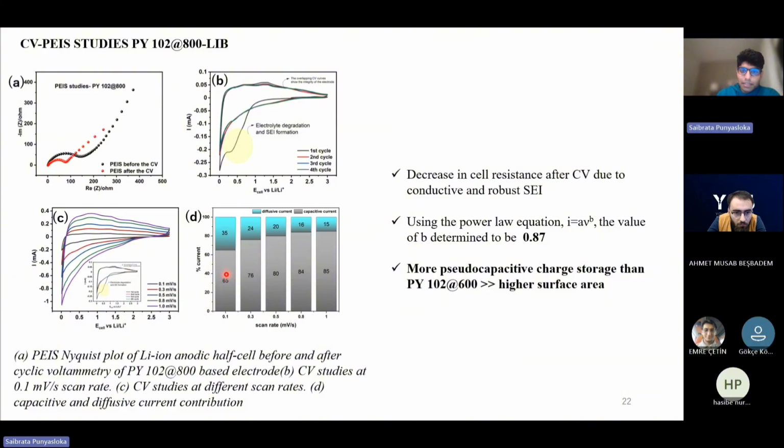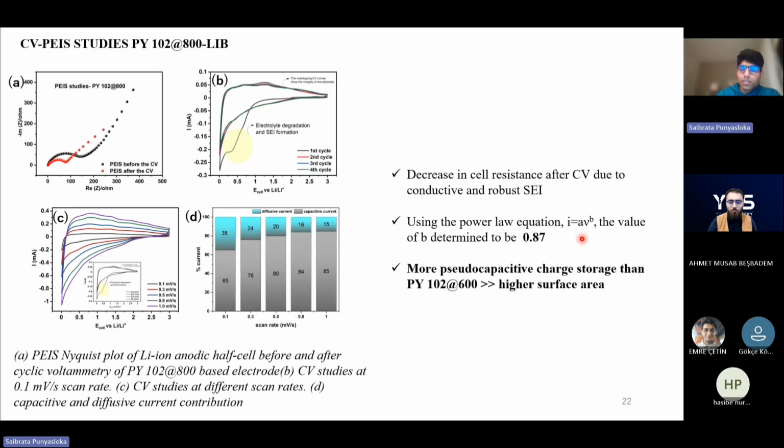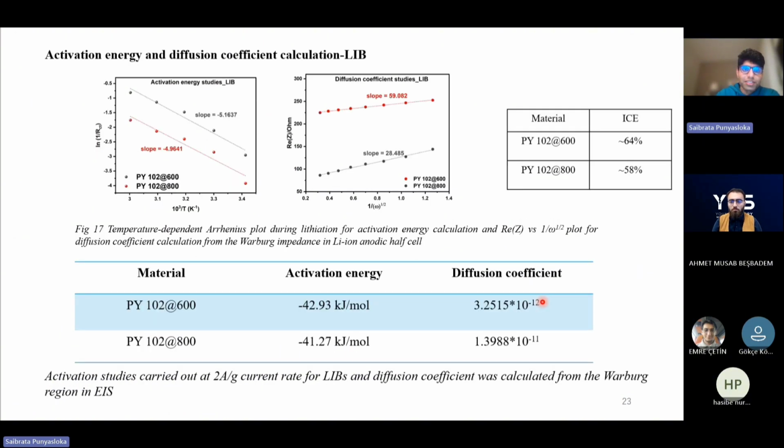That is what having a higher surface area can do. It can increase the amount of capacitive current, so it is better for fast charging applications. That can also be seen in the b value. As I told earlier, the b value from the power law, the closer it is to 1, the more capacitive. So here it is 0.74 and here it is 0.87. So definitely 800 is more pseudocapacitive, and so it is better for fast charging applications.